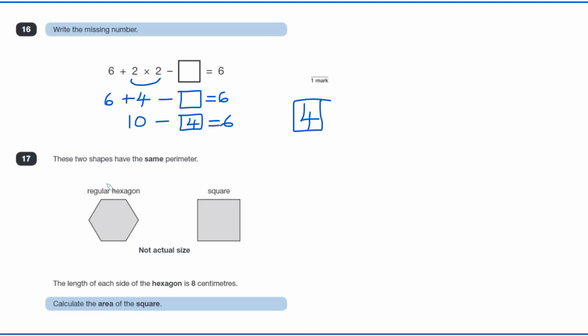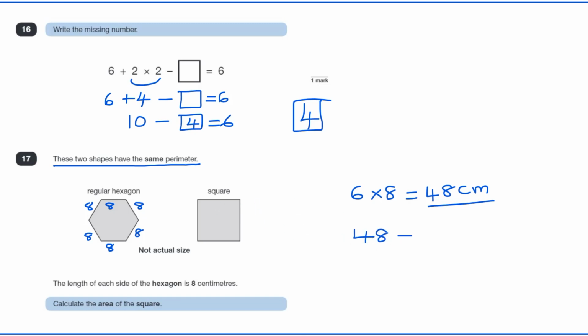Missing number is 4. These two shapes have the same perimeter. The length of the hexagon is 8 centimeter each side. So this is 8, this is 8, this is 8, this is 8, this is 8, this is 8. So that means hexagon 6-sided times 8, 48 centimeter. That perimeter is same as square. Square 48, 4 sides. You divide by 4, each side is 12. So this is 12, this is 12, this is 12, this is 12.